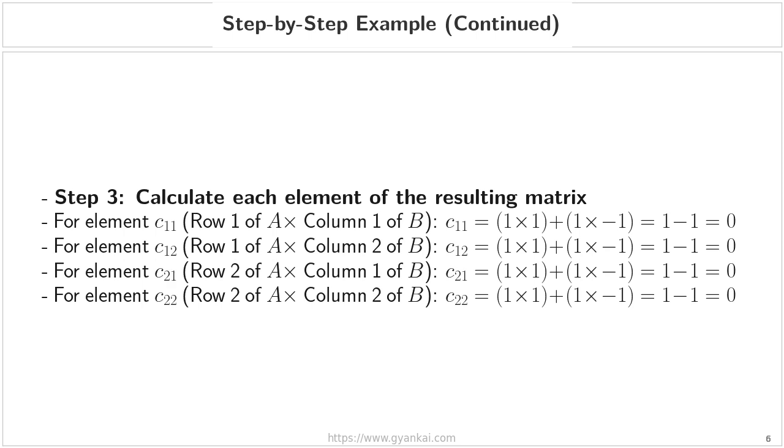Finally, for element C22, we multiply the second row of matrix A by the second column of matrix B once more. We get 1 times 1 plus 1 times -1, which equals 0. As you can see, every single element in our resulting matrix is 0. In the next slide, we will look at the final result and discuss the implications of this finding.